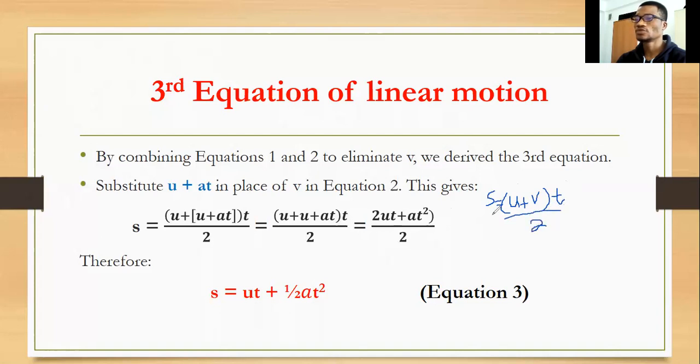So this is our equation 2. We say that by combining equation 2 and equation 1, and equation 1 is this: v equal to u plus at. When we combine these two equations together, we are going to have our third equation. So let's see how it is done.